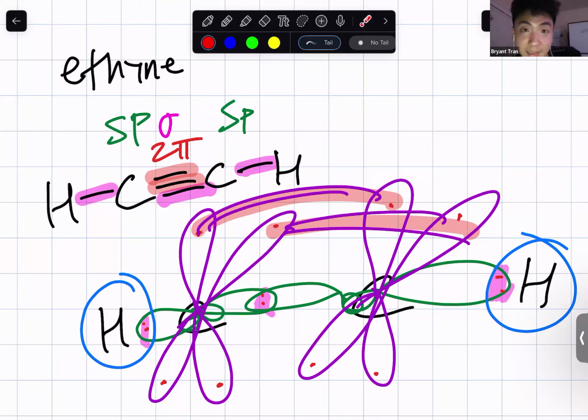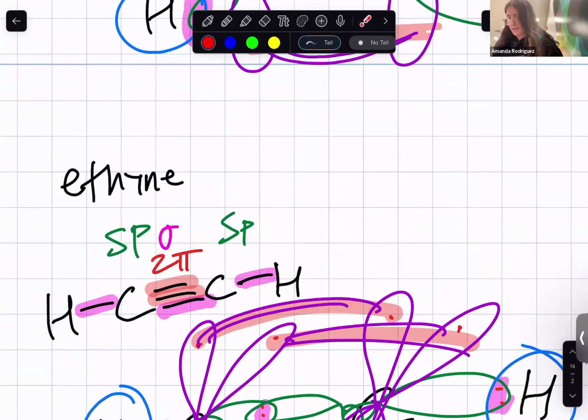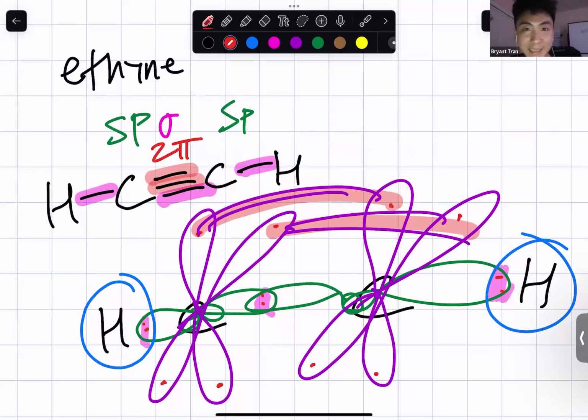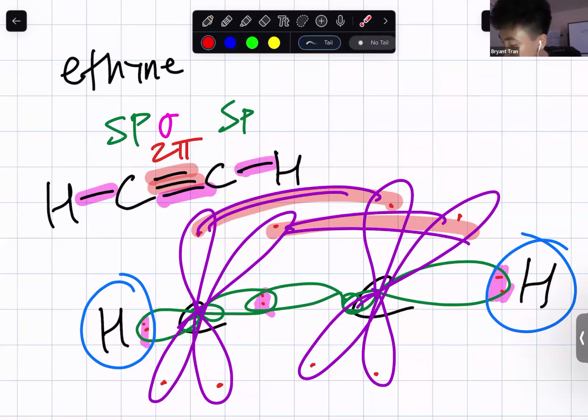Does that make sense, Amanda? Okay. So sigma bonds or pi bonds, which one do you think is stronger? Sigma, right? Because they're directly touching each other. They're like on each other like this, right? But a pi bond is weaker because they're not touching each other directly. They're just parallel to each other, right?